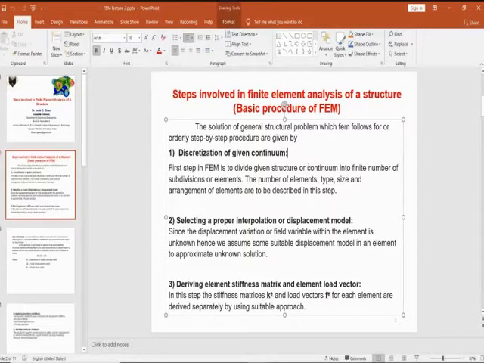Okay, the number of elements, type, size, and arrangements are to be described in this step. So in this step, you decide how many elements you want to divide the body into. Suppose one continuum is there, you want to divide it into 100 elements. So that will be decided in this step, and what type of element you want to use.